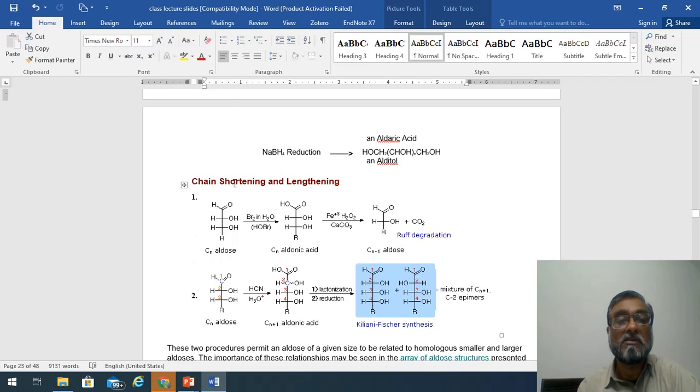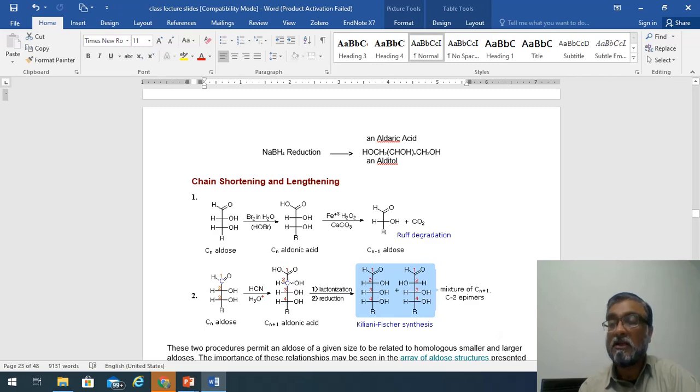So look at this one. This is a 5 carbon compound or 6 carbon compound. If there is some reaction that will be happening in the presence of ferric and calcium carbonate, that results in one carbon shorter than the reaction start. Let's say it's a 4 carbon compound, 5 carbon compound or 6 carbon compound. If it's a 4 carbon compound, that will be converted into a 3 carbon compound. If it's a 5 carbon compound, that can be converted into a 4 carbon compound. If it's a 6 carbon compound, that can be converted into a 5 carbon compound. So this is a rough degradation. One carbon is lost, giving the Cn minus 1 aldose.